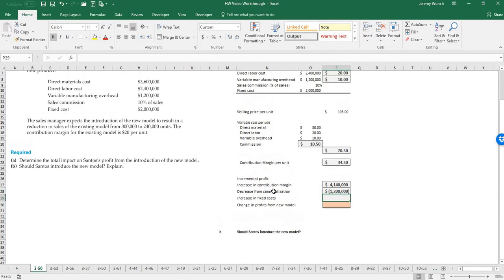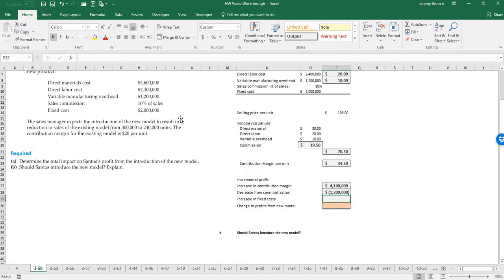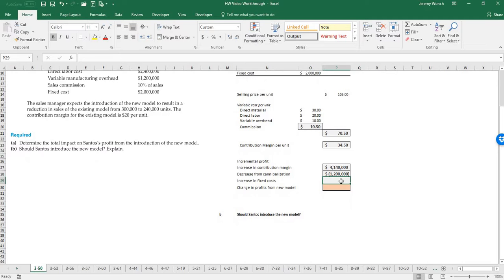And so the other thing we know is that by introducing this new product, our fixed costs are also going to go up by $2 million. If that's cost, let's make that negative. It makes sense. There we go.